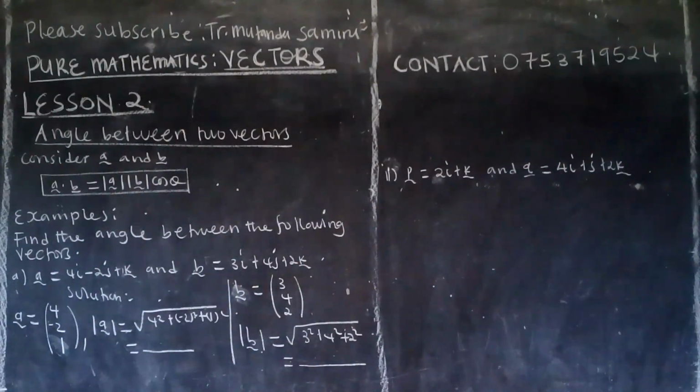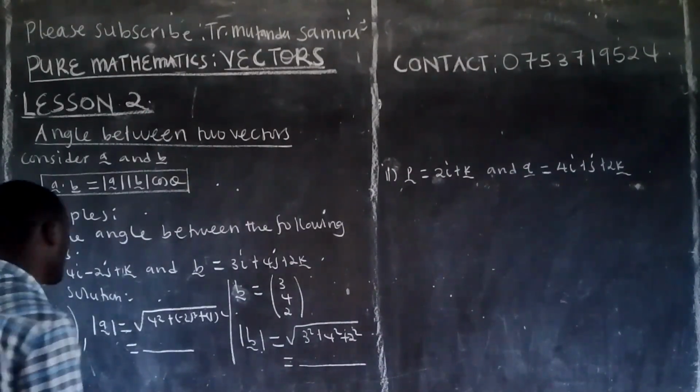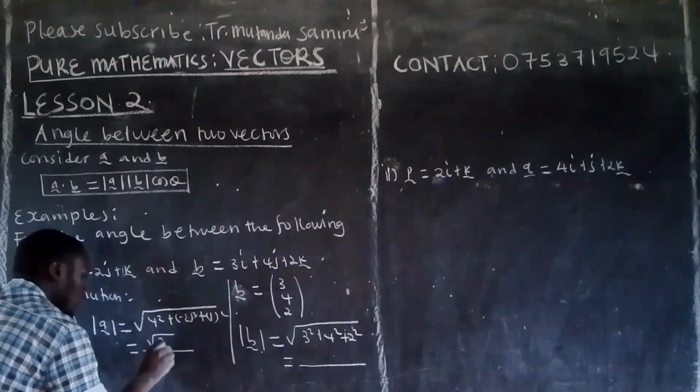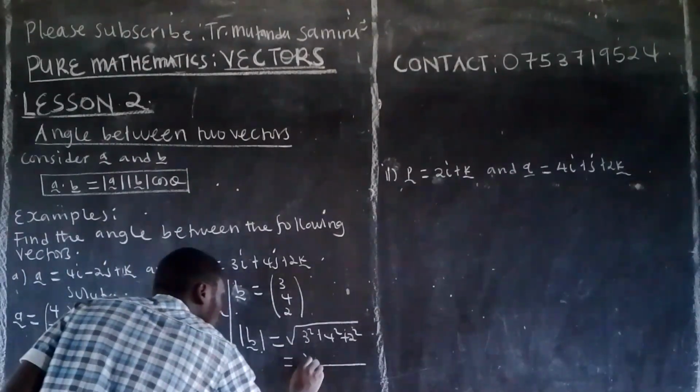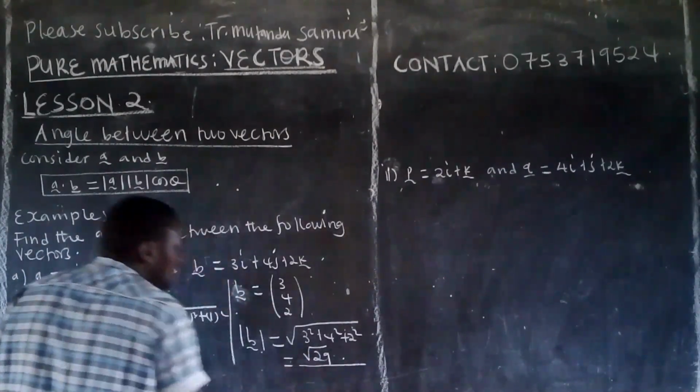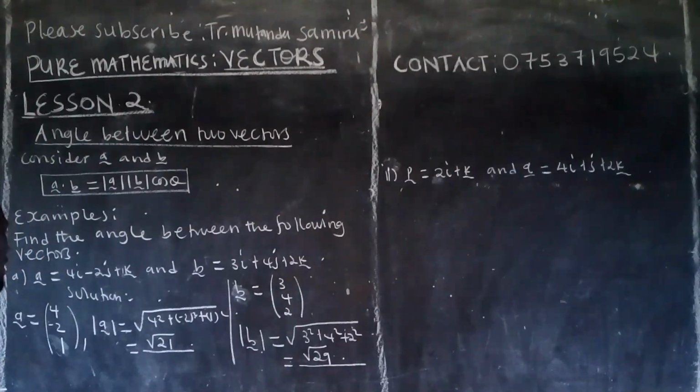Let's now see on your calculator, you press. Okay, we have 4 squared plus negative 2 squared plus 1 squared, that will be 4.5826. Or rather, you can even put it in root form. You can leave it as a root of 21 such that your answer can be accurate. Then also 3 squared plus 4 squared plus 2 squared will be a root of 29. Please, you always leave them in root form for accuracy.